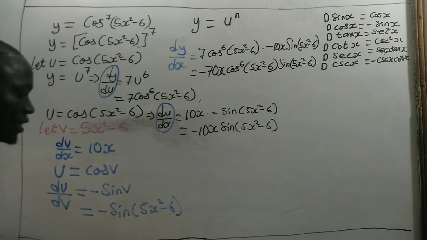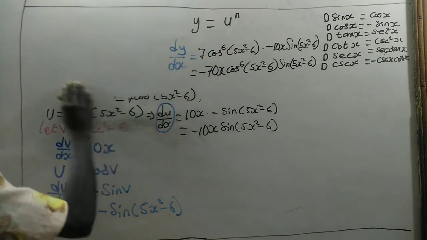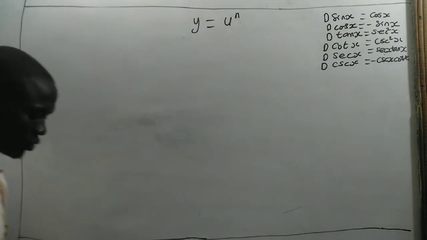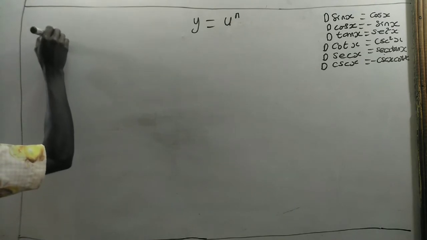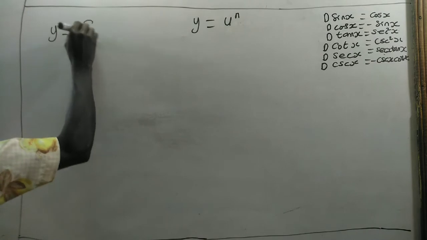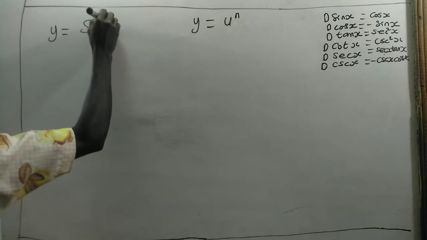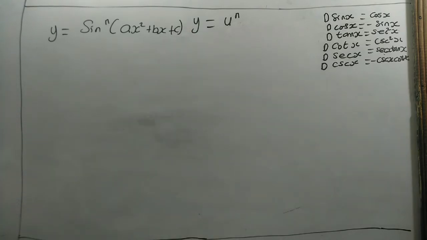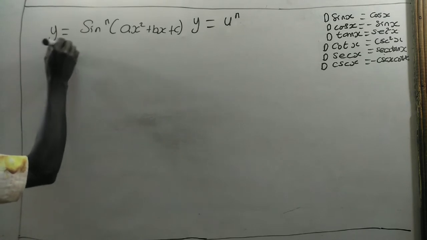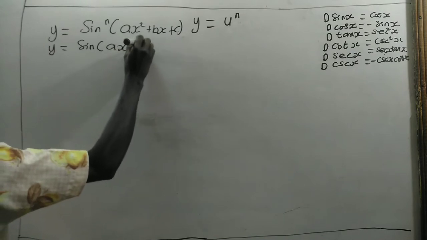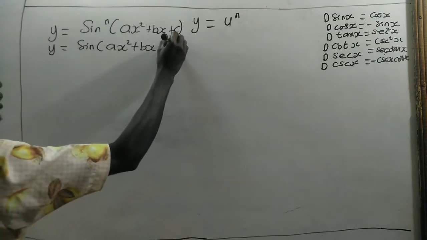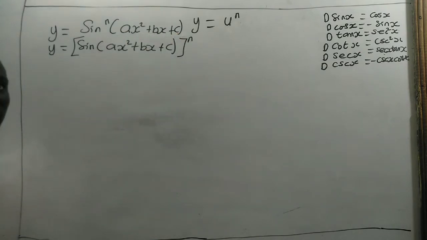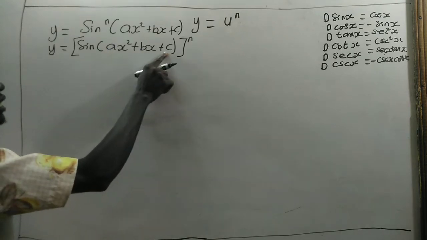Now let's take another example. Now let us consider y is equal to sine to the power n of ax squared plus bx plus c, and then differentiate. Here we are considering a, b and c as constants. That is, a, b and c are constants. That is what we are going to consider.